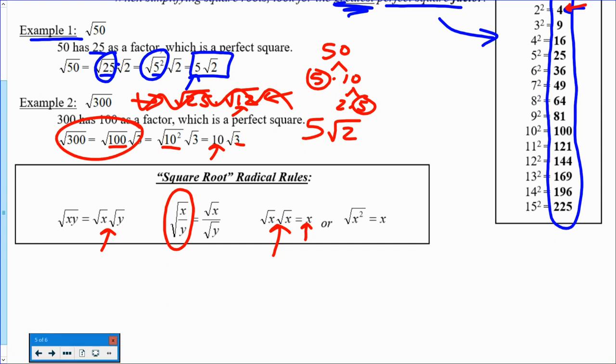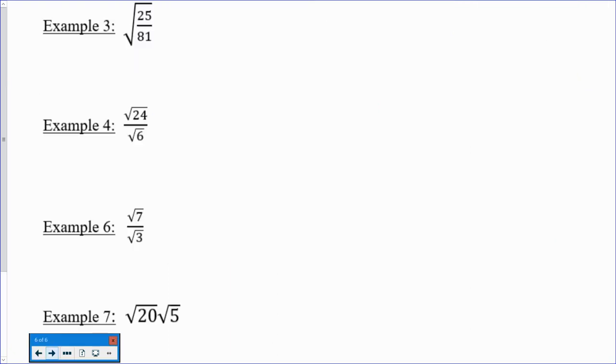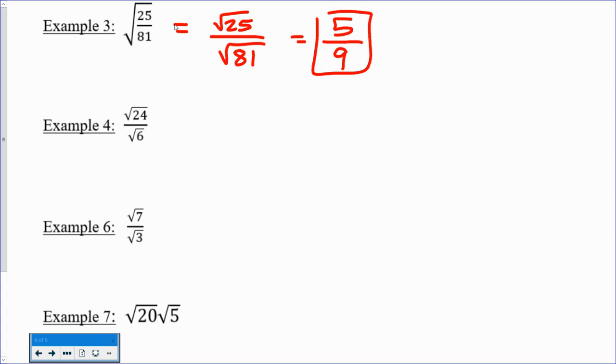Okay, all right, so then I have a few examples below for you to try out. So if you want to pause the video now and test yourself to see if you understand the radical rules, you can do that. But with the first one, I can't divide 25 and 81 without getting a decimal. I don't want any decimals in my radicals or in any of my answers. Okay, so I'm going to need to take the square root of 25 on top and take the square root of 81 on the bottom. So on top I get 5, on the bottom I get 9. That would be my final answer.